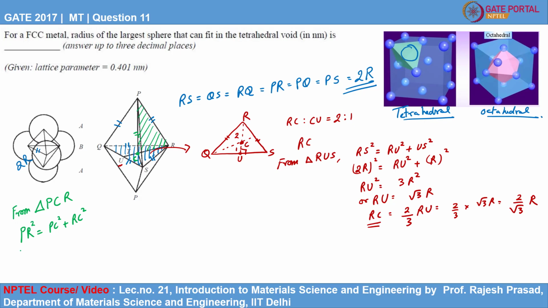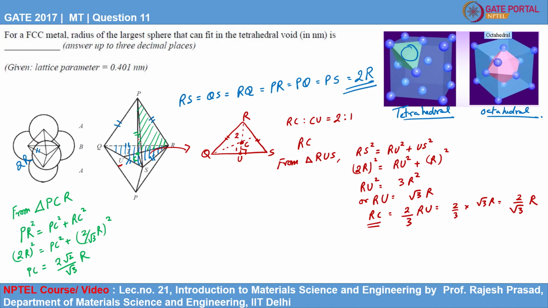Fine. So what is the value of PR? PR is nothing but 2 times the radius, which shall be equal to PC square plus RC square. What is the value of RC? The RC we determined to be 2 by root 3 R, and it is squared. Fine. So upon solving this equation, you will get the value of PC as 2 root 2 by root 3 R. Fine. Now I need to determine the centroid of the overall tetrahedron.